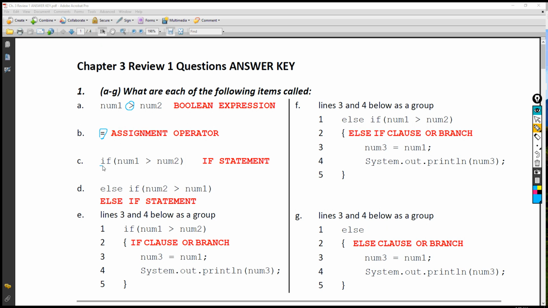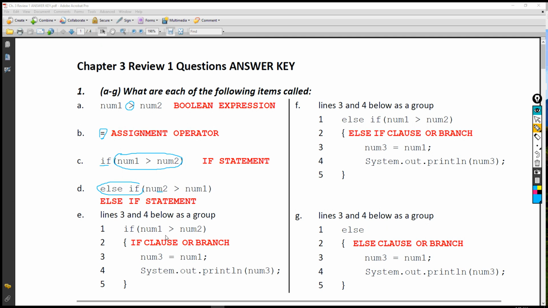This is an if statement. An if statement has an if and a Boolean expression, or a condition, or a test, as the author would put it. And so an else if statement, same thing. It's else if, and it's got a Boolean expression, so we just call it an else if statement.